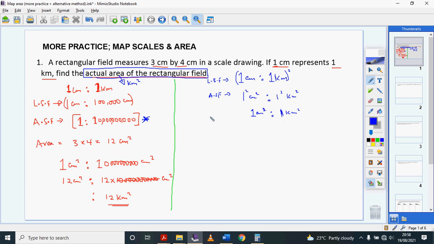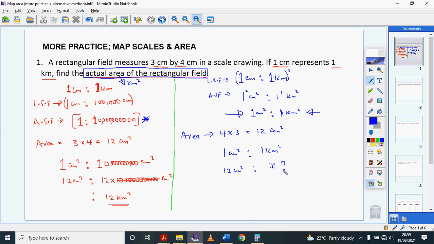So then I'll find the area of the field in centimeters squared, which is 4 times 3, which is 12 centimeters squared. And then I'll use that area with the new scale that compares centimeters squared and kilometers squared. So I'll ask myself, if 1 centimeter squared represents 1 kilometer squared, then how many kilometers squared does 12 centimeters squared represent?